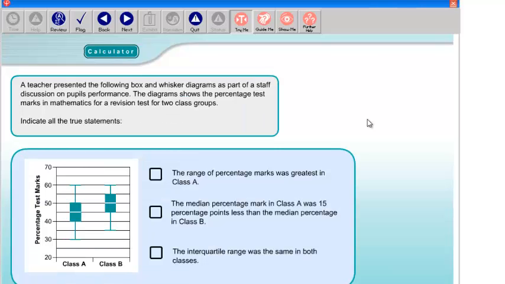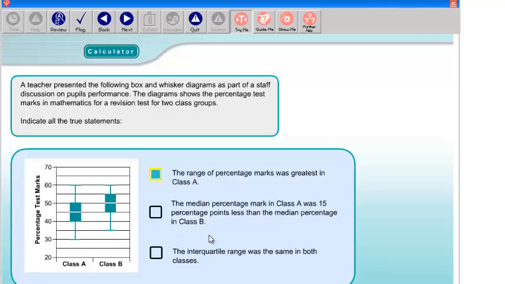Question 11, back to our firm favourite, the box and whisker diagram, and it's even a true or false question, so these are usually pretty easy to do. Statement 1, the range of percentage marks was greatest in class A. Is that true or false? We can easily see in about 1 second that has to be a true statement, because they have the same maximum, but the minimum for class A is just a bit bigger, so the overall size of it, or the range, is larger in class A.